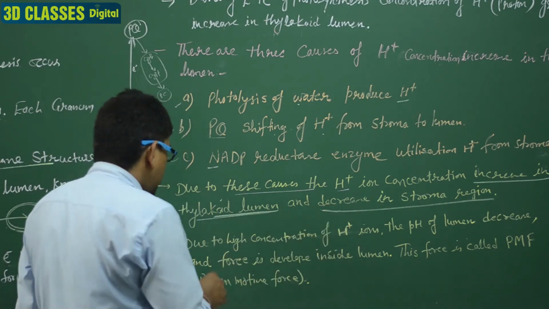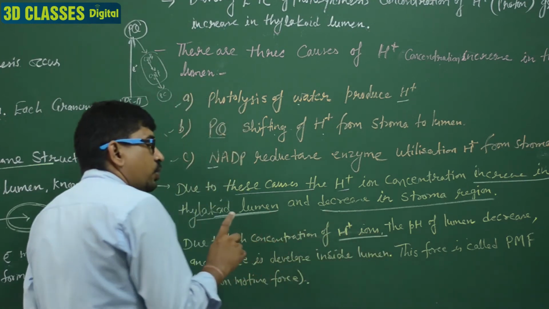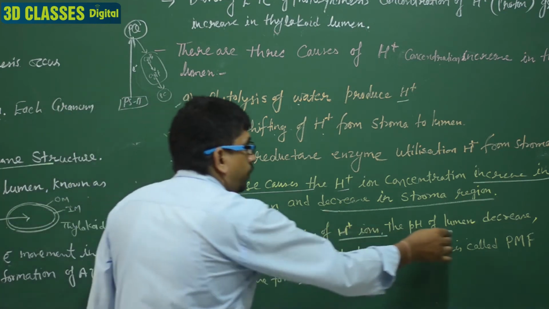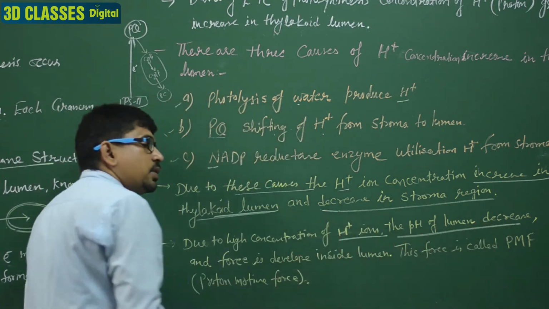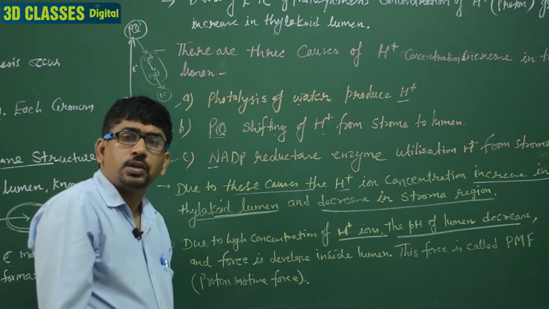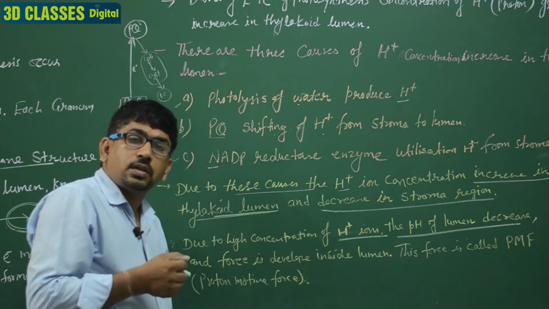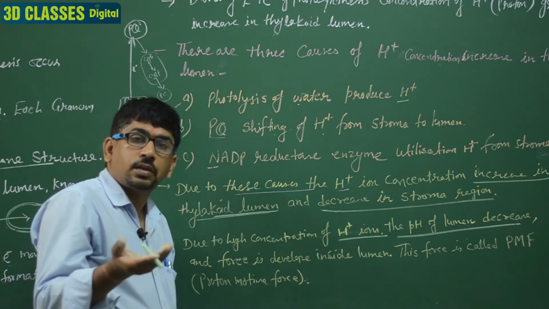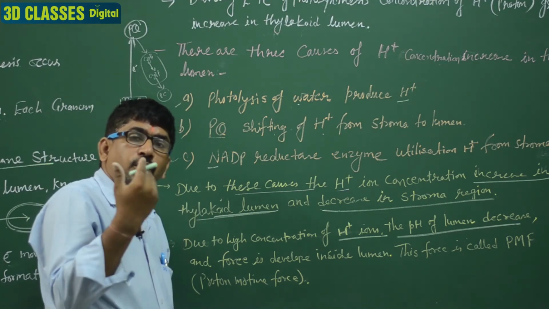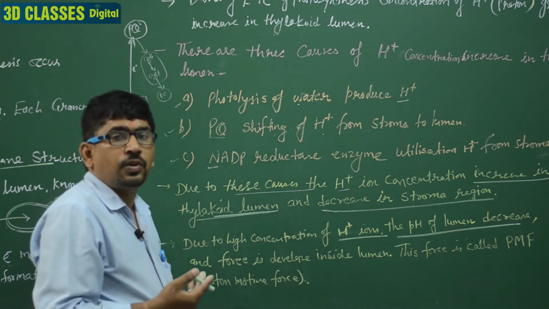Okay. Next, due to the high concentration of the H plus ion inside the thylakoid lumen, the pH of the lumen is decreased. I mean the H plus ion concentration, the proton concentration, not the pH. So inside the lumen the pH decreases and acidity increases. Due to the presence of the H plus ion, the pH value is decreased.